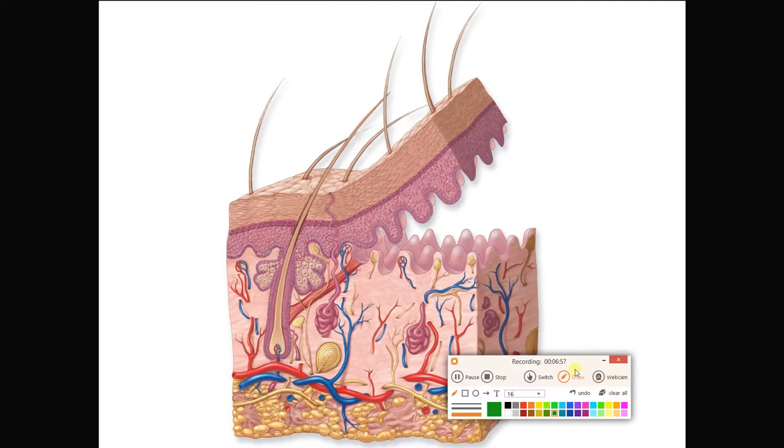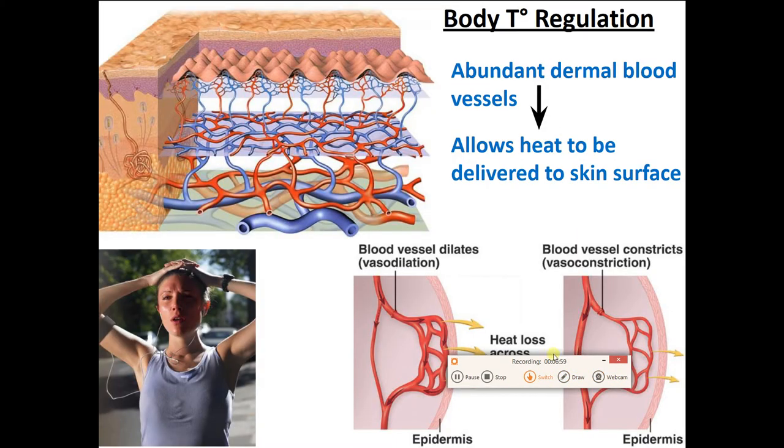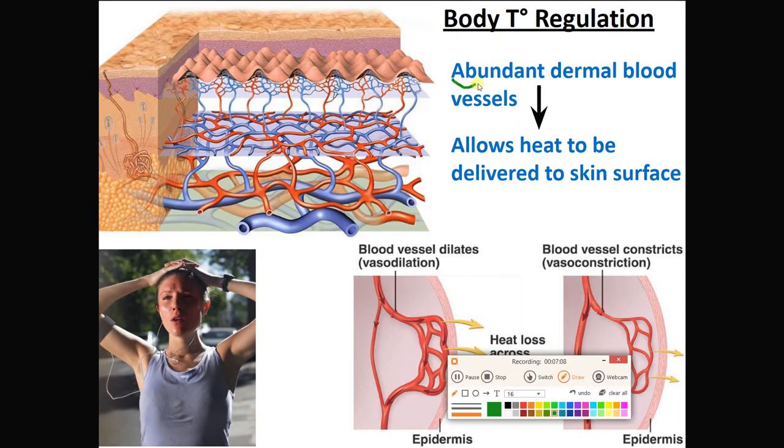All right. Do you remember when I said there were a bunch of blood vessels in that papillary dermis? Well, the abundance of the dermal blood vessels lets me deliver heat to the skin surface. Now, I want to deliver heat to the skin surface when my body temperature is going up. So if you look at this young lady here, she looks like she's been running or exercising outside. Her face is very flushed.